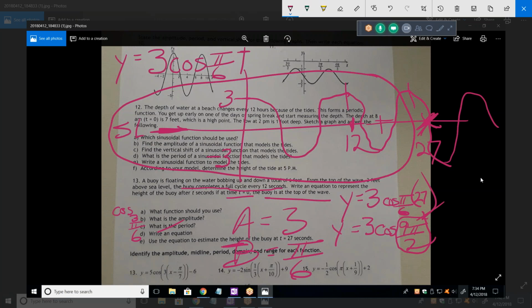Okay. All solved strictly by the equation, not by the picture. I'm not looking at the graph. I'm merely substituting 27 for t into the sinusoid equation.